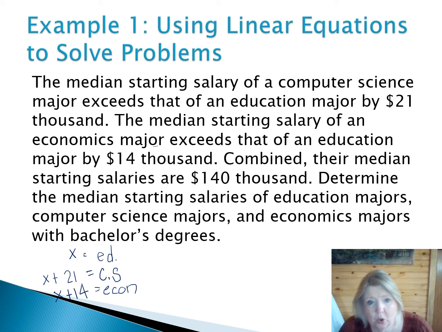Okay, so step number one, identify the x. Step number two, make all other unknowns have a relationship with x. And then I'm ready to write an equation. So my equation is going to be x, oops, not times, plus x plus 21 plus x plus 14 equals, combined is 140 thousand. Now I'm going to go to the next screen so that I have room to work this out, but this is where it's coming from.